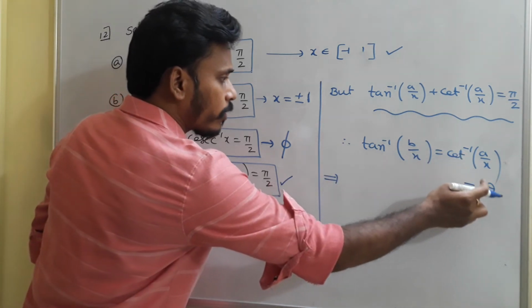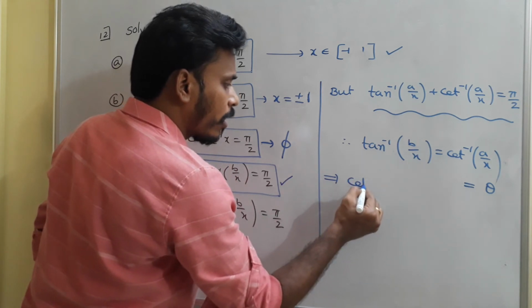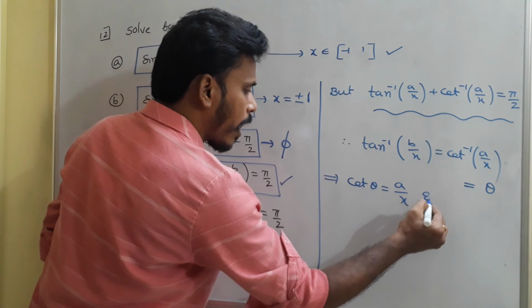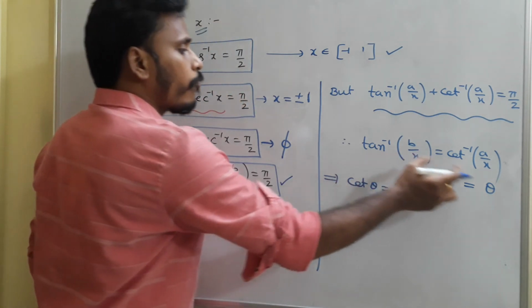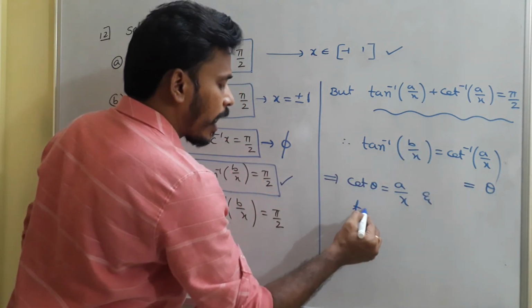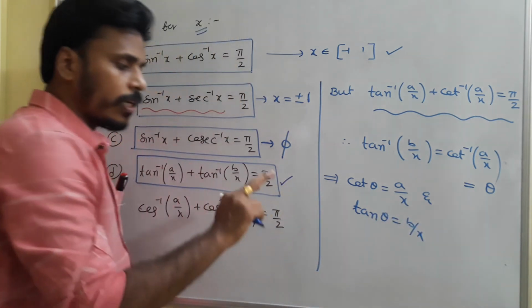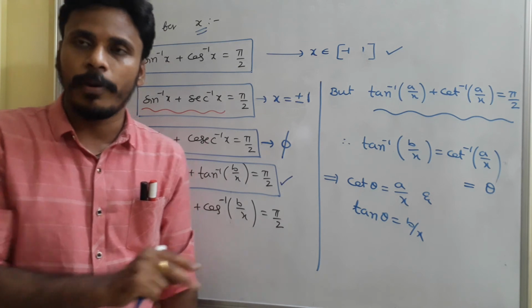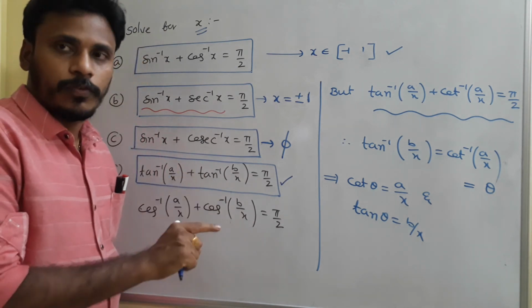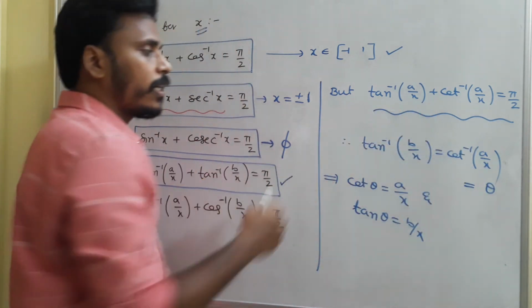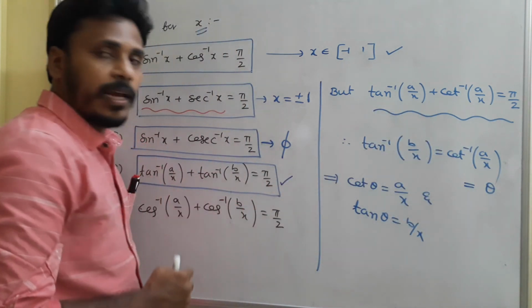Since cot inverse of a by x is equal to theta, now I can write that cot theta is equal to a by x. And since tan inverse of b by x is equal to theta, I will write tan theta is equal to b by x. So this is just conversion from inverse function to function. Cot inverse of a by x is theta, then cot theta is a by x. From this, tan theta is b by x.